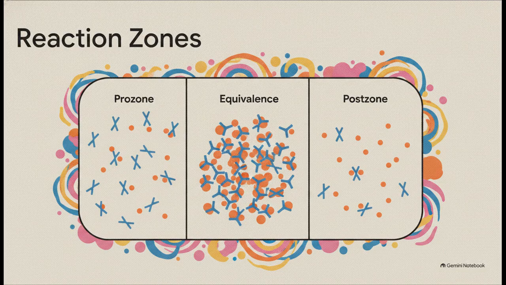But then look at the prozone. This is wild and totally counterintuitive. If you have excess antibody, it actually prevents optimal cross-linking. You end up with a weak or even falsely negative reaction. Having too much antibody can literally ruin your visible clump. On the flip side, the postzone happens when you have excess antigen, which also ruins the cross-linking and gives a weak reaction.